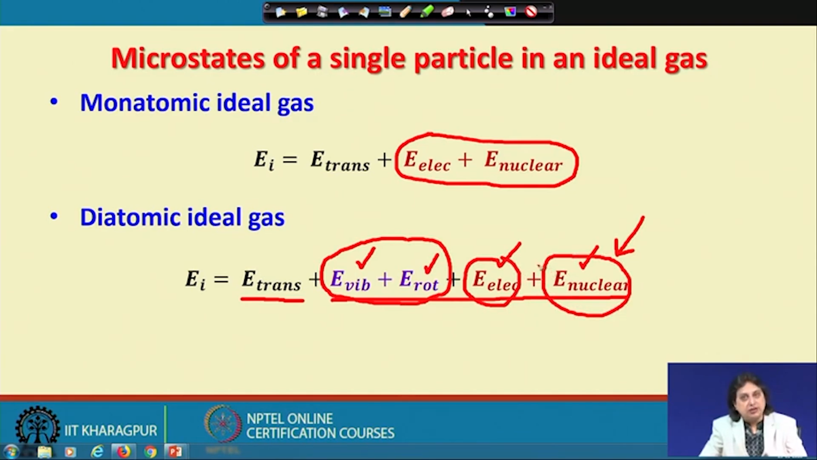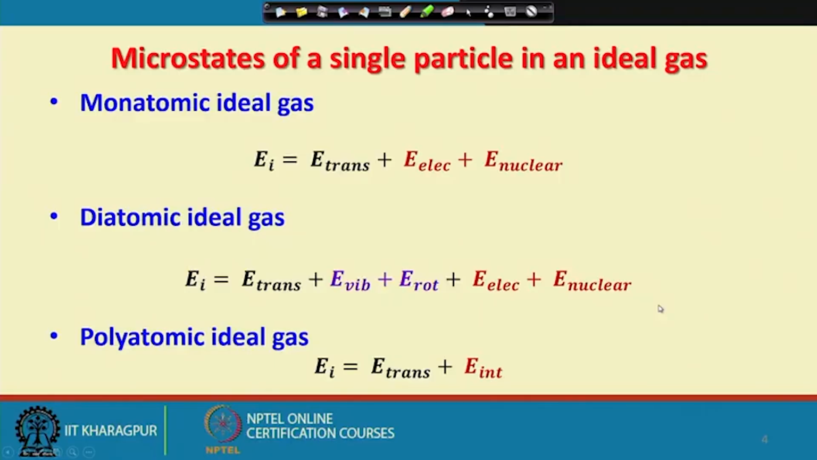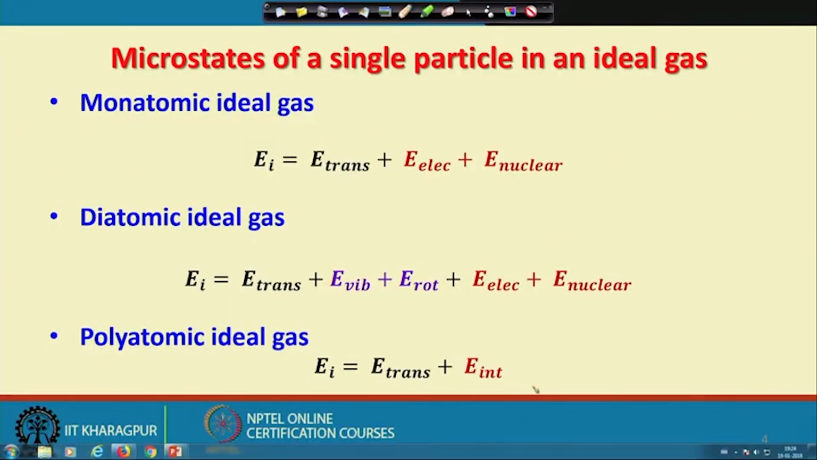Actually, this is a part of a very general description, and this description is valid for any polyatomic molecule. If I have an ideal gas comprised of any polyatomic molecule like carbon dioxide or water vapor, H2O vapor, in that case I have more than two atoms forming the molecules of the gas. In that case also, it is possible to separate out the problem into two parts.